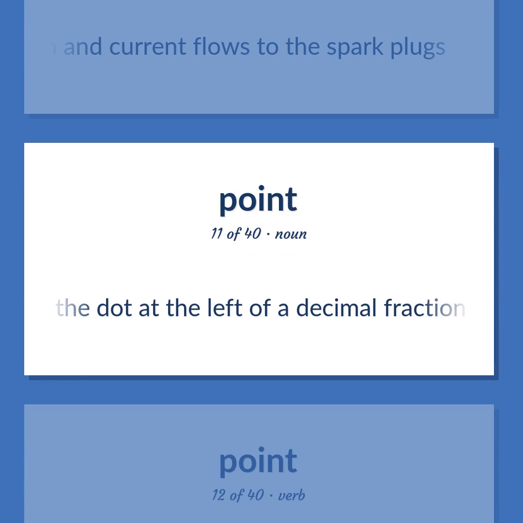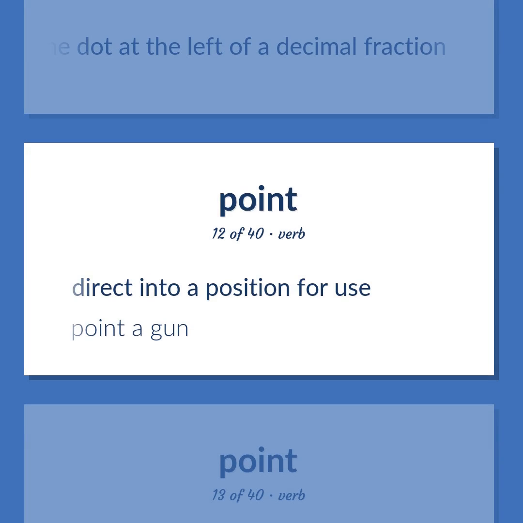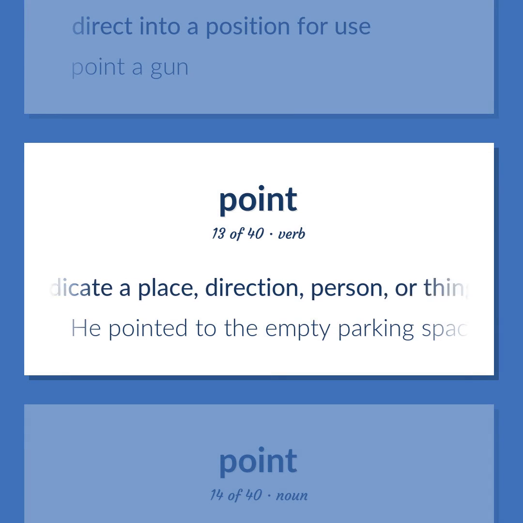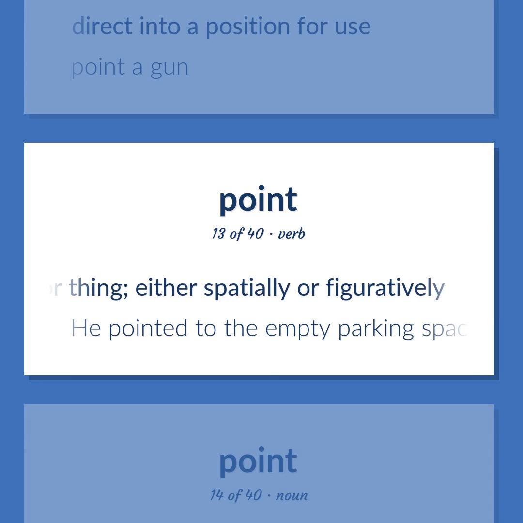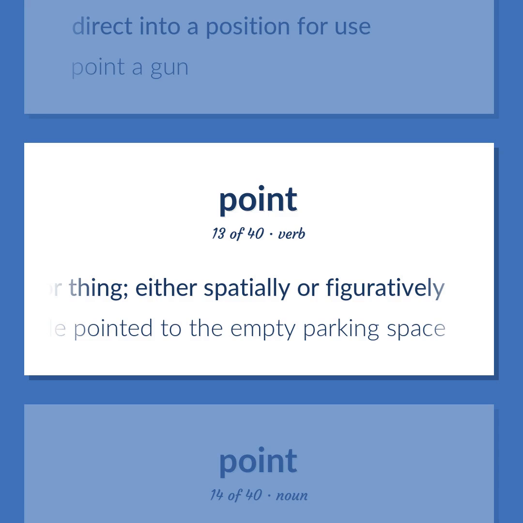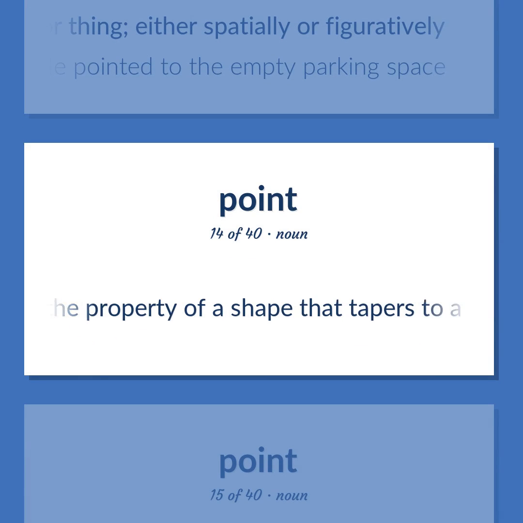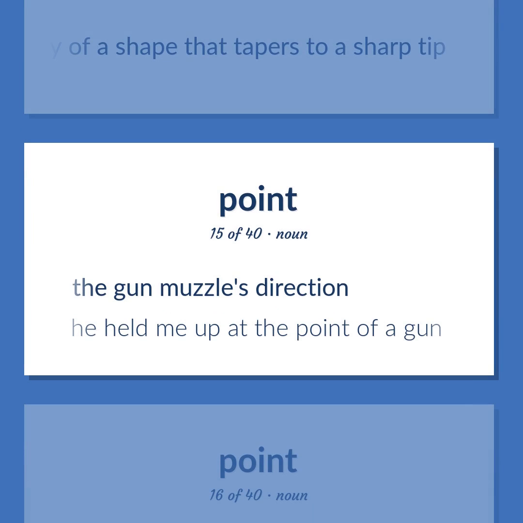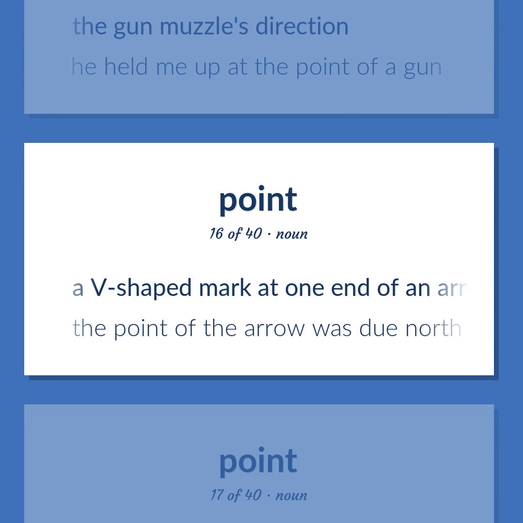The dot at the left of a decimal fraction. Direct into a position for use. Point a gun. Indicate a place, direction, person, or thing, either spatially or figuratively. He pointed to the empty parking space. The property of a shape that tapers to a sharp tip. The gun muzzle's direction. He held me up at the point of a gun. A V-shaped mark at one end of an arrow pointer. The point of the arrow was due north.